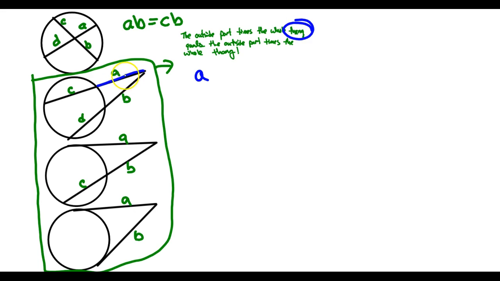So it's A, the outside part, times the whole thing, which is A plus C, equals the outside part, in this case it's B, times the whole thing, which is B plus D. There's our equation there. The same thing works for these other 2 circles here.